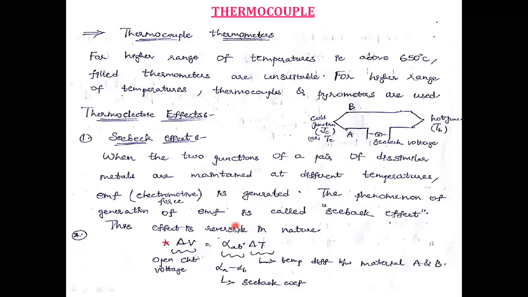The phenomenon of generation of EMF is called Seebeck effect. This effect is reversible in nature. Let the change in open circuit voltage be alpha AB delta T, where alpha can be the Seebeck coefficient, that is alpha A minus alpha B, and delta T is the temperature difference between material A and B. This is the simple equation for the Seebeck effect, relating the change in EMF to the temperature with respect to the Seebeck constant.